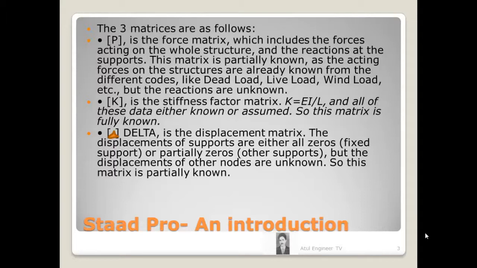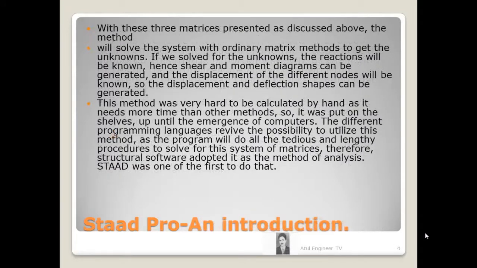K is the stiffness factor matrix. K equals A/L, and all of this data is either known or assumed. So this matrix is fully known. Delta is the displacement matrix. The displacements of supports are either all zeros, for fixed support, or partially zeros, for other supports, but the displacements of other nodes are unknown. So this matrix is partially known.